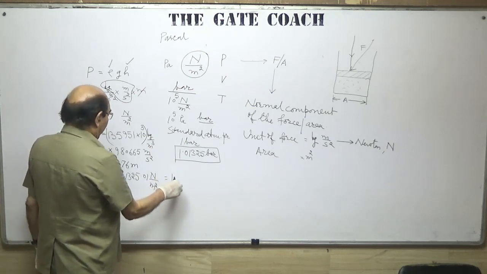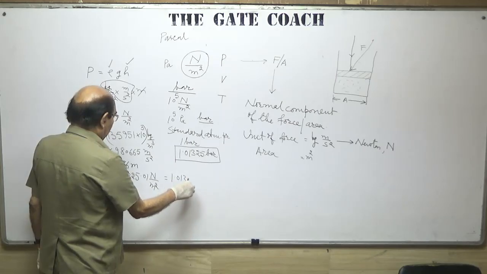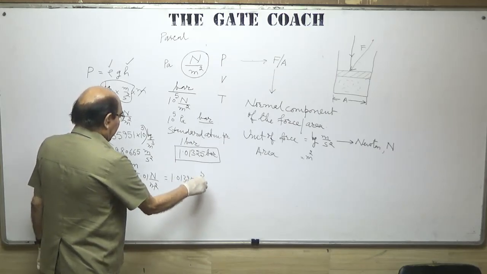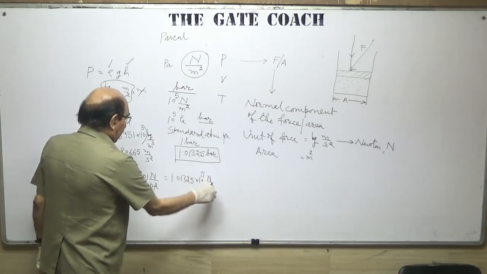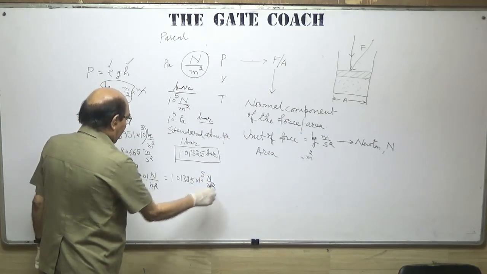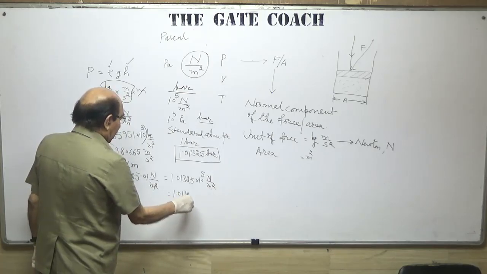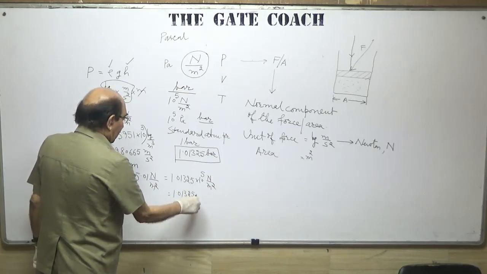Which is 1.01325 into 10 raised to power 5 Newton per meter square, which is 1.01325 bar.